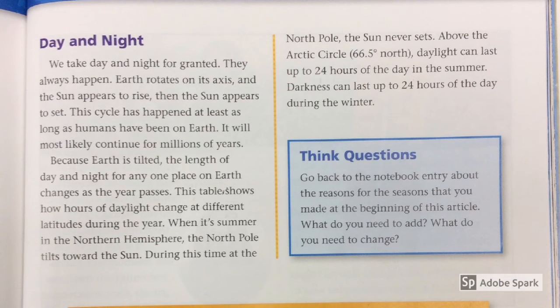We take day and night for granted. They always happen. Earth rotates on its axis and the Sun appears to rise. Then the Sun appears to set. This cycle has been happening at least as long as humans have been on Earth. It will most likely continue for millions of years.